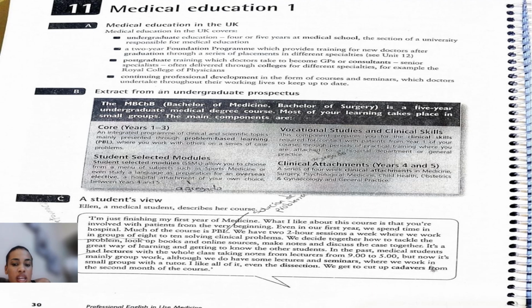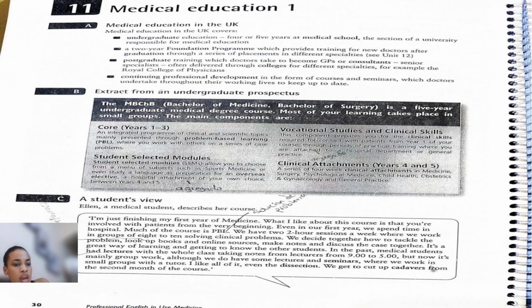Vocational studies and clinical skills. These components prepare you for the clinical skills required for contact with patients from year 1 of your course, through a period of practical training where you are attached to a hospital department or general practice. Clinical attachments. Years 4 to 5 are stints of 4-week clinical attachments in medicine, surgery, psychological medicine, child health, obstetrics and gynecology, and general practice.